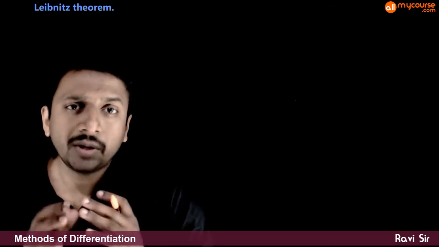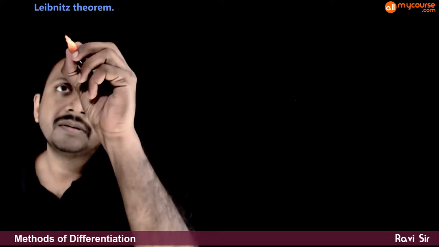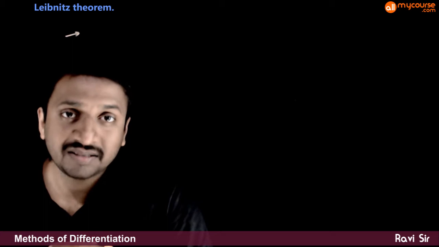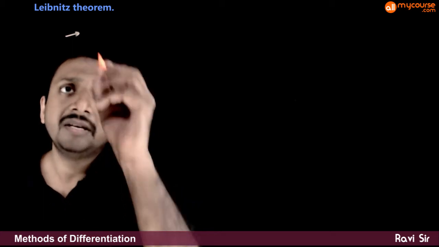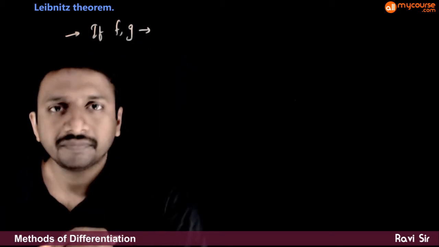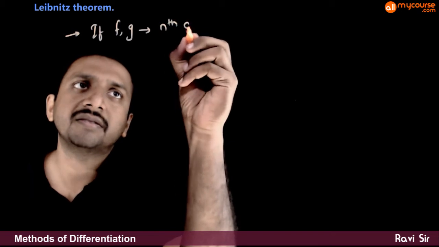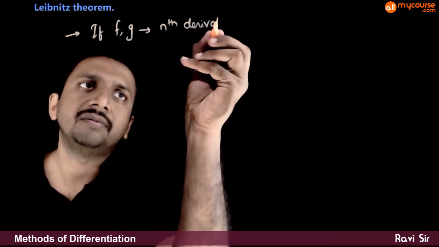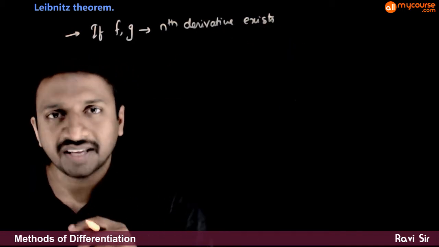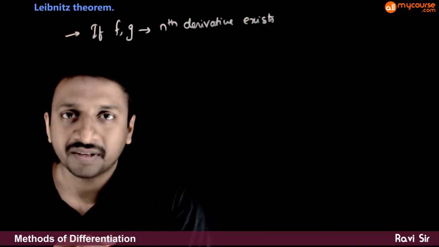Now, let us look at what Leibniz theorem is. Let us first look at the statement of this and see where this theorem can be used. If you have two functions f and g whose nth derivative exists, these are two functions which can be continuously differentiated n times.